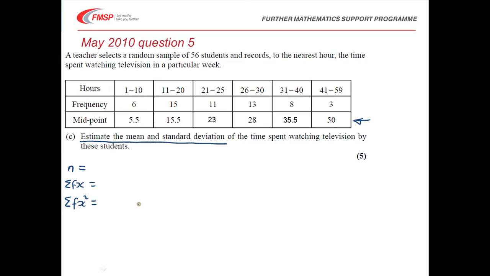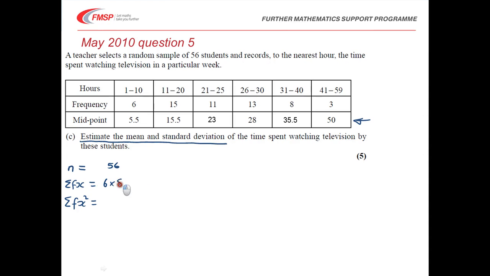Now there are a variety of ways of getting these, including typing the table into your calculator and finding the relevant summatives. And that's absolutely fine, okay? But you need to be aware that some questions are designed where you can't do that. So in this particular case, n is 56. The sum of fx, again, you can either add a row and work it out, or you could just calculate it through. So that's what I'm going to do.